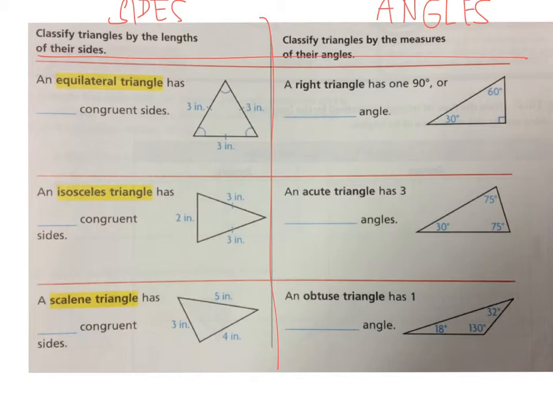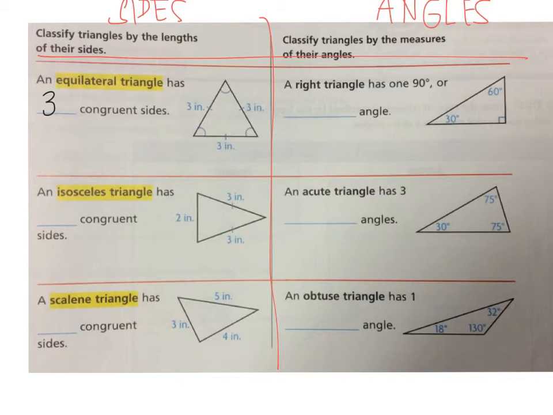Because just like when we had leaves, right? We could classify leaves based on their veins, right? The venation, remember? We could also classify it based on their blade shape and their leaf margin, the edges, right? So just like there's 3 different ways to classify leaves, there are 2 different ways to classify triangles. Let's talk about the sides first, okay? This is an example of an equilateral triangle. An equilateral triangle has how many congruent sides? 3.